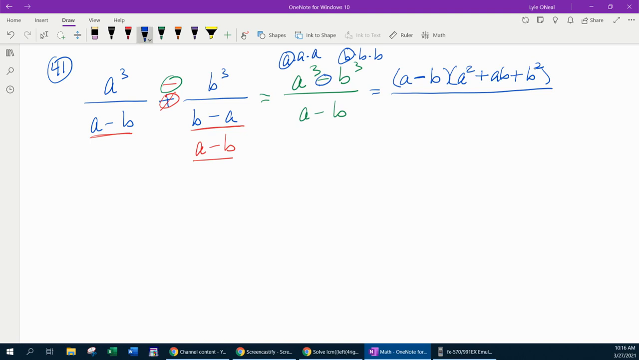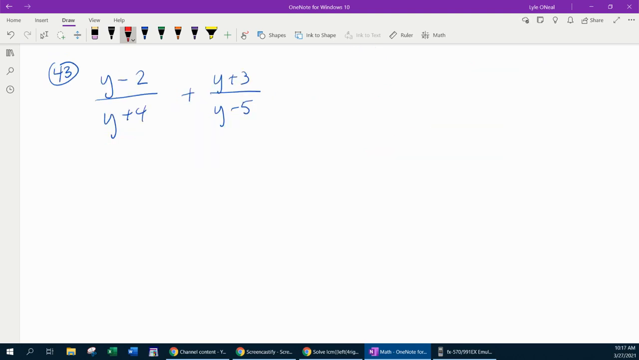Now for our denominator, we have an a minus b. Notice we do have a common factor of a minus b that can cancel. And so our final answer, reduced completely, would be a squared plus ab plus b squared. All right, next example, number 43.